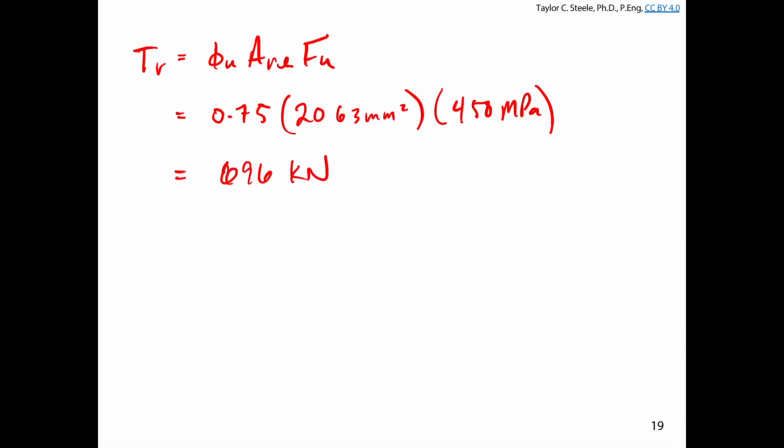To me, that's kind of interesting. That's pretty close to the gross section yield resistance anyway. The gross section yield resistance for the flat bar was 709. This is not yield, but it's net section fracture. We're getting kind of close to that resistance. In any case, is the flat bar brace at the welded connection side acceptable to carry the 580 kilonewton factored tension force? Good. This is greater than the 580, which means the probability of failure is acceptably small.